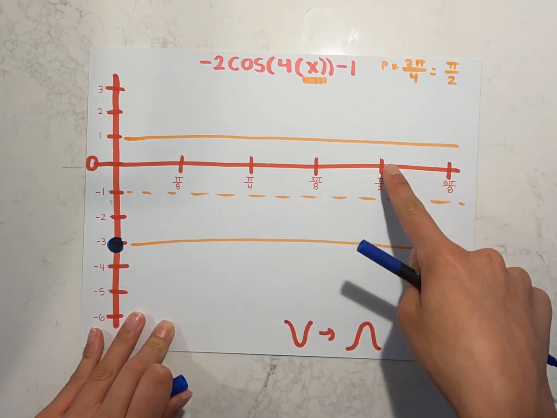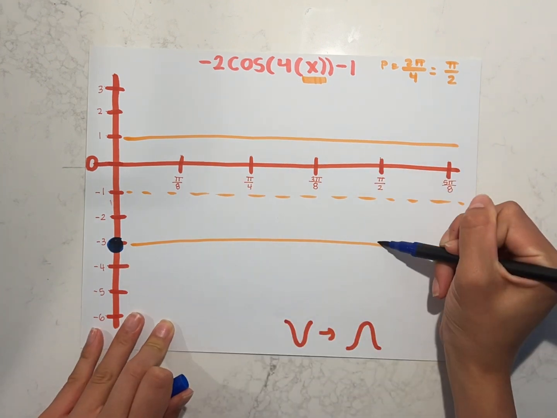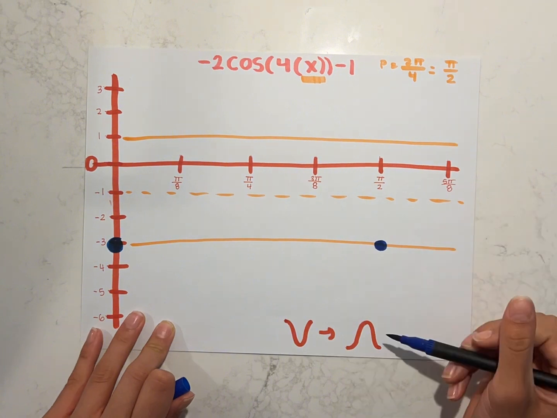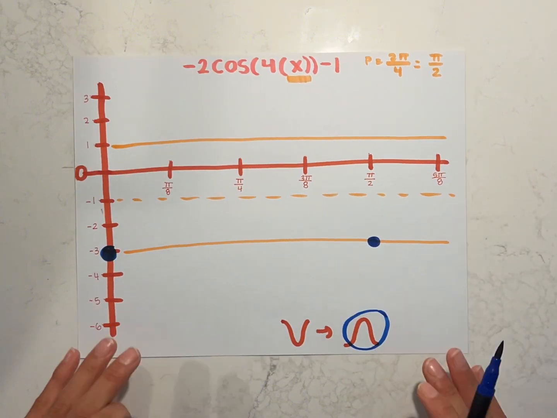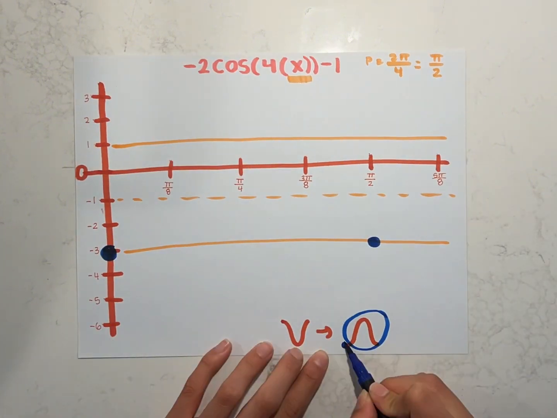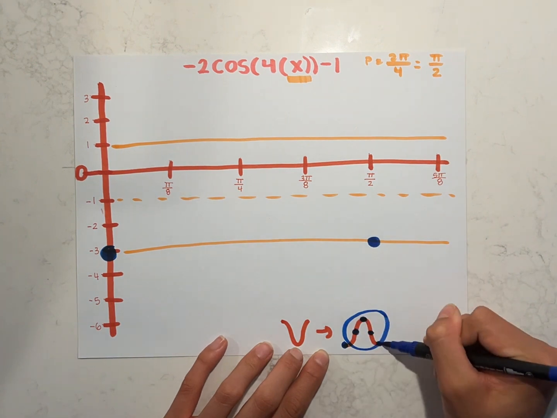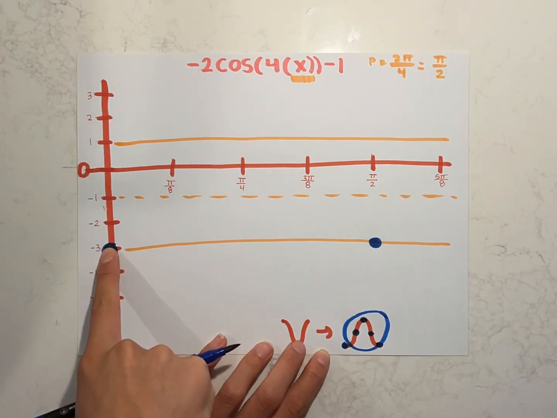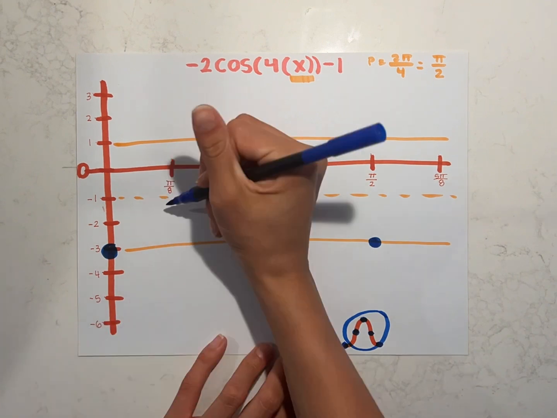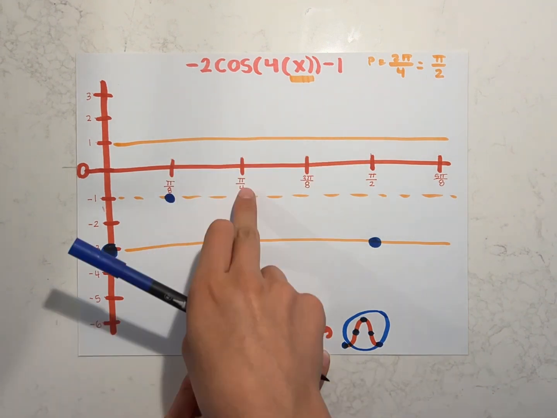Now, because we know our period is pi over 2, we're going to move pi over 2 to mark our endpoint, which will also be at our minimum because it is a cosine graph. In usual circumstances, it would be at the top, but because this is reflected over the x-axis, we will start and end at the minimum.